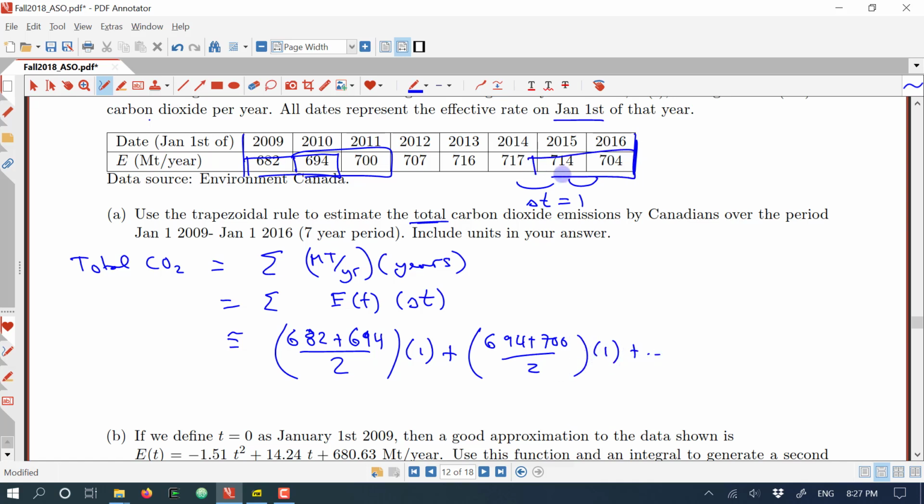and multiplying that by the time interval. And we do all that all the way to the end until we have our last interval, our 714 and 704. That would be the average output on this interval, but that interval is still 1 year long. And if we reach for our calculator, we end up with a grand total of 4941 megatons.